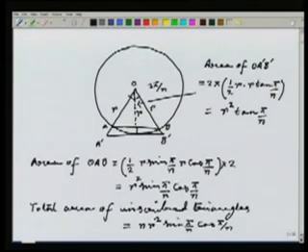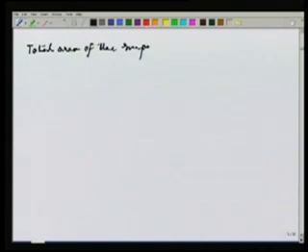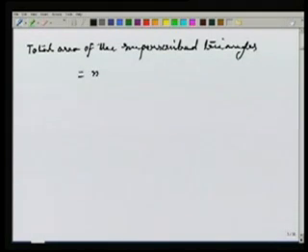Then what is the total area of the superscribed triangles? So the total area of the superscribed triangles is equal to n times r square tan pi by n. Now let us assume that the area of D is equal to alpha.